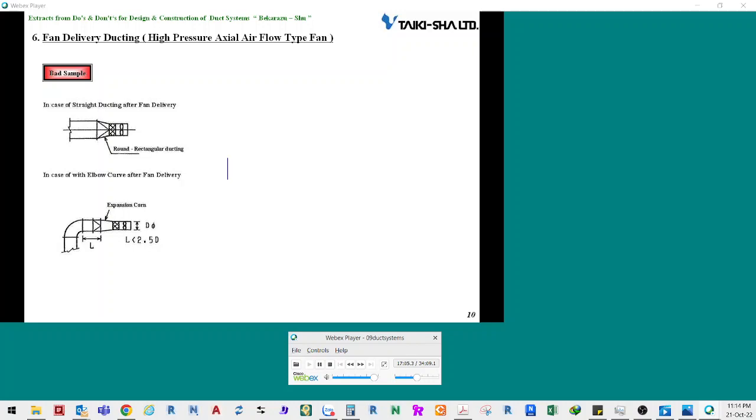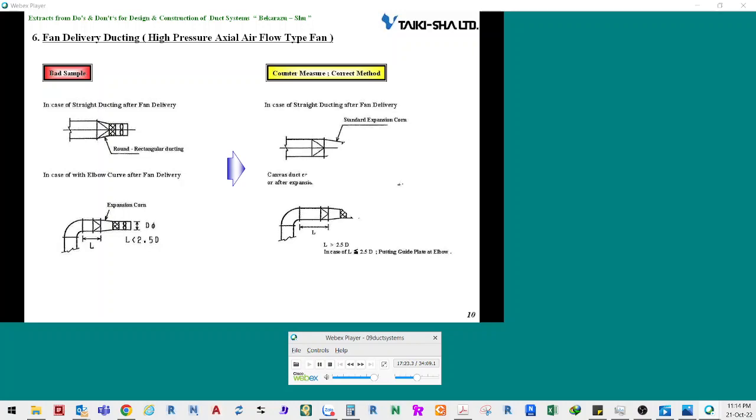If ducts are structured like this, the airflow may be significantly reduced and the duct may vibrate. You should note that the performance of an NJA axial flow fan greatly changes based on the shape of the area around the fan. In such a case, you must design the relevant duct to be connected to the fan as shown on the right side.